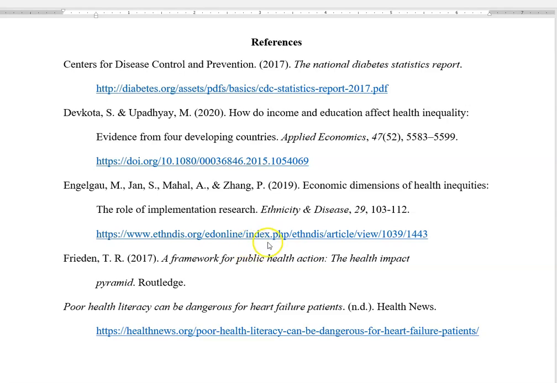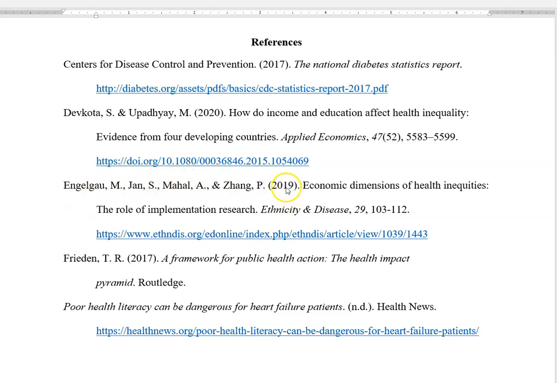If there is a DOI associated with an article, even if there's a DOI associated with a book, you always give the DOI. However, if there is not a DOI associated with the article and it is from a website, from an online journal, then what you're going to do is the same thing.